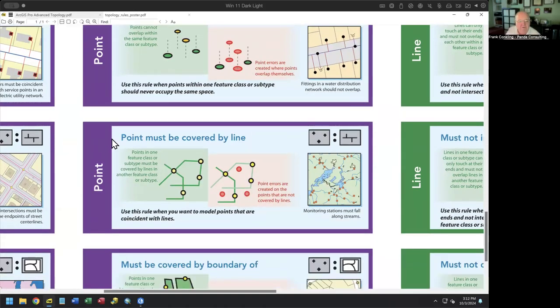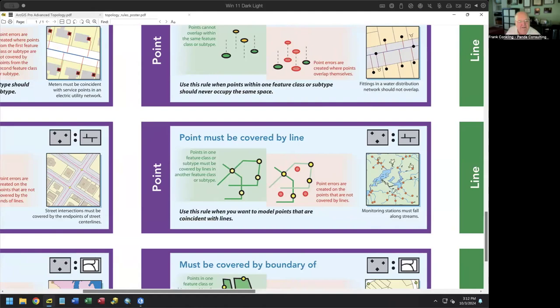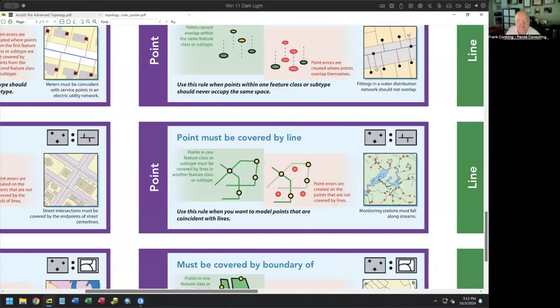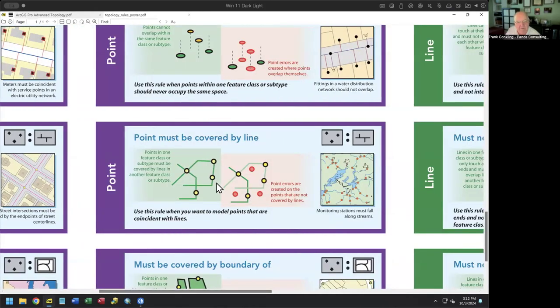Then we move down to another one. This is the point must be covered by a line. In this case, this is a little bit coarser than this one here that says that the point must be on the end point of the line, because this one just says it has to be on the line. It doesn't say anything about the end point. It just says it has to be on the line, and if it's not on the line, it is marked as an error. It's identified as an error on there.